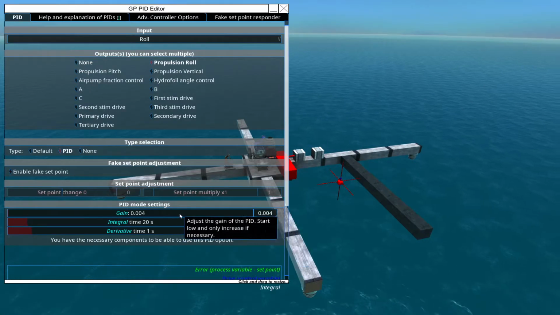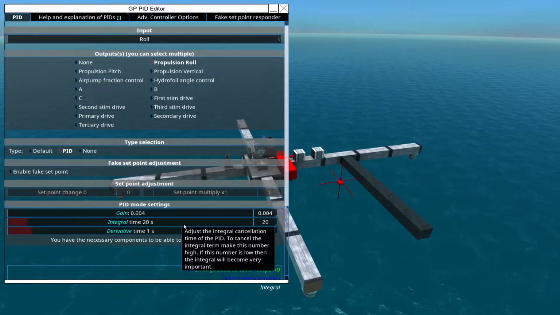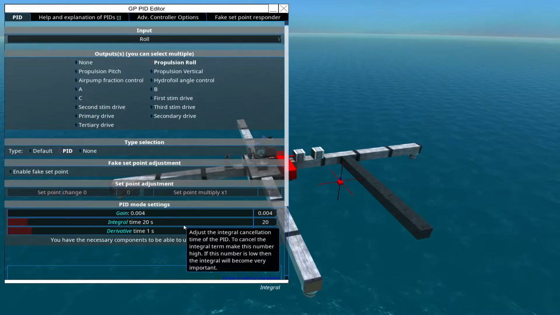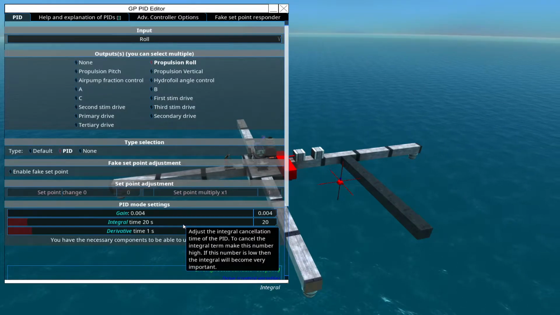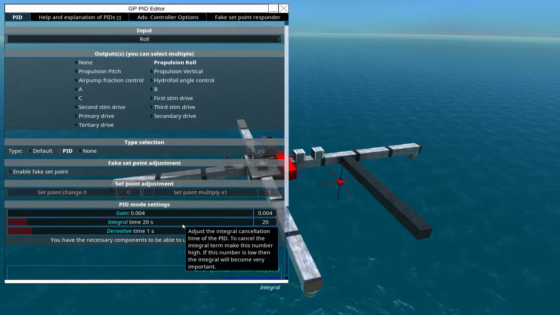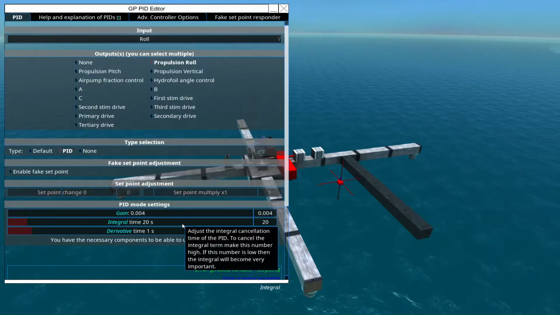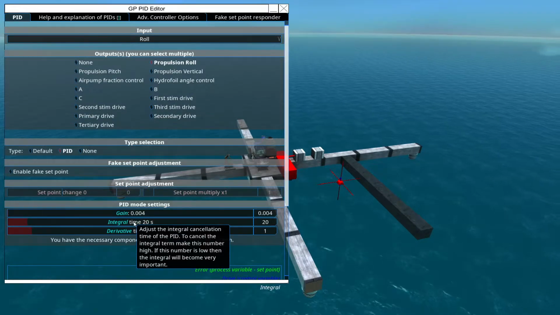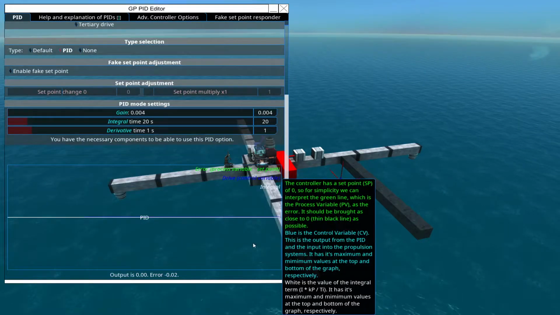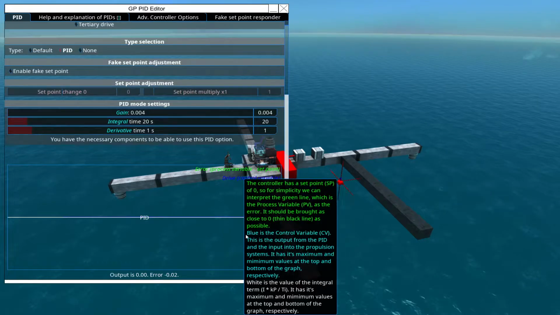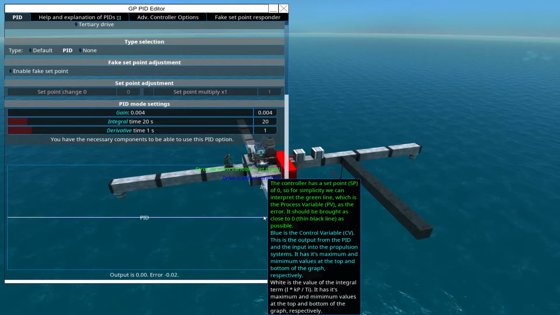Again, the integral is how aggressive the PID behaves when fixing errors which just won't go away and are, for example, you're constantly too high up in the air or constantly too low or constantly rolling too far to the left. It's all about constant errors which won't go away. And then the derivative, and the derivative, just try to adjust it to the blue curve.